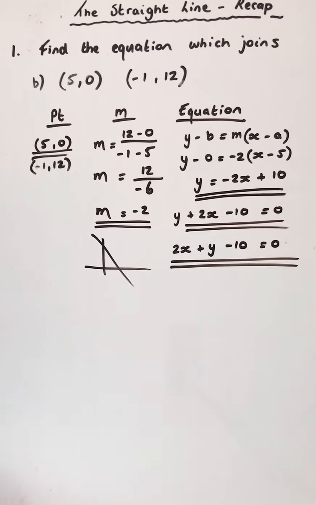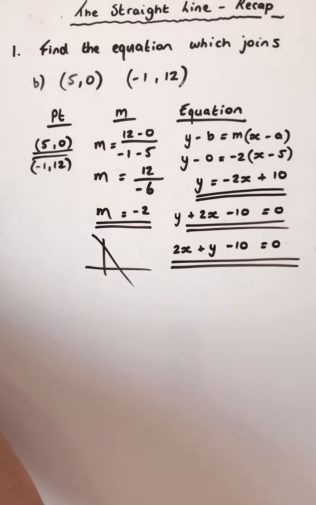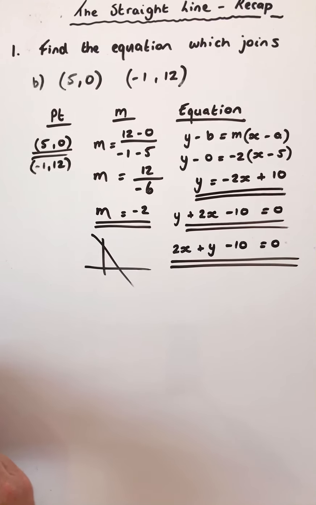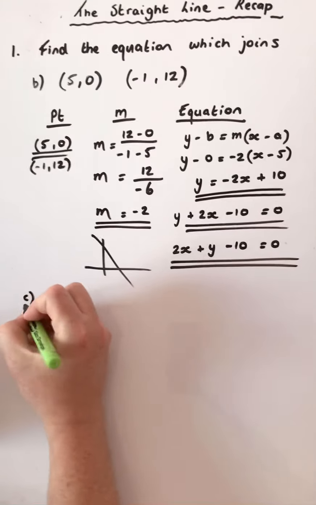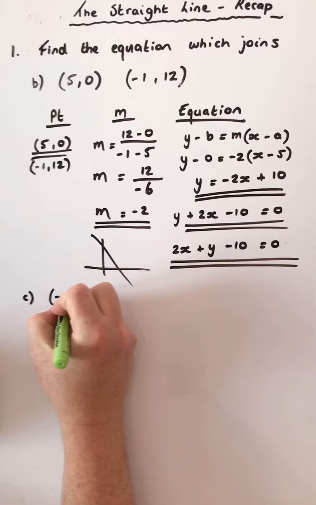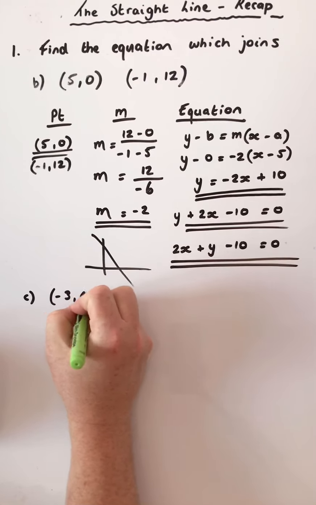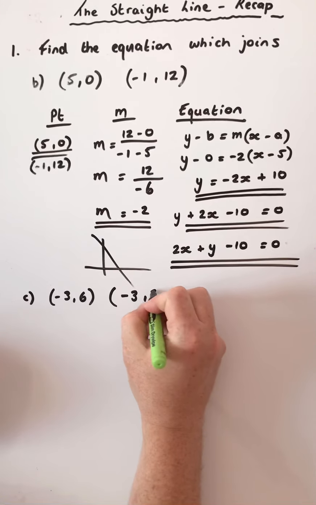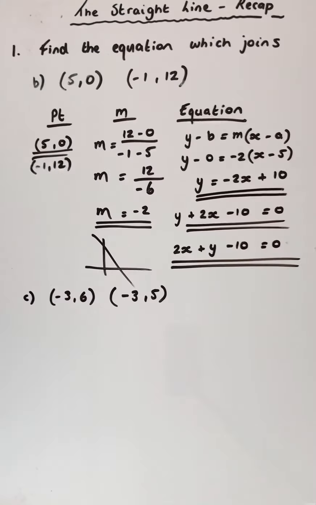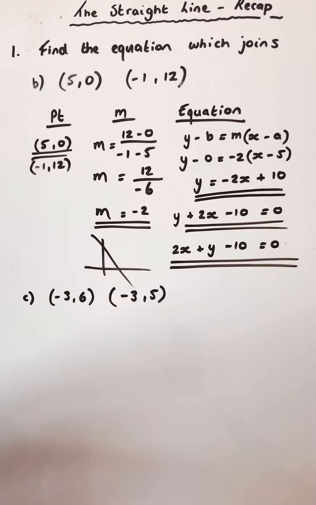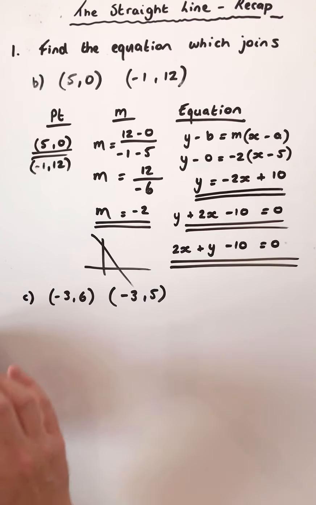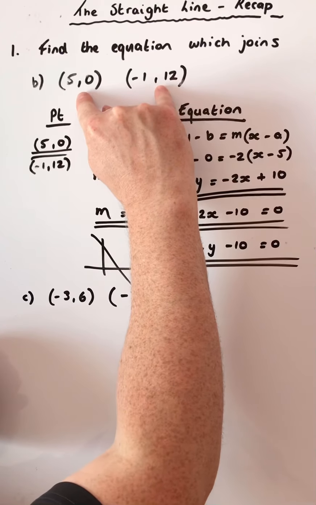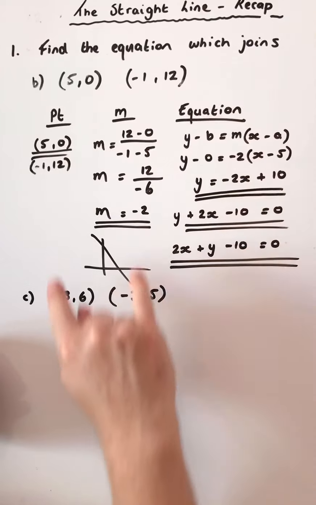Okay, so C down here, we've got negative 3, 6 and negative 3, 5. Okay, so when you're doing equations of straight lines, look at the coordinate points initially, right? Have a look at these ones.